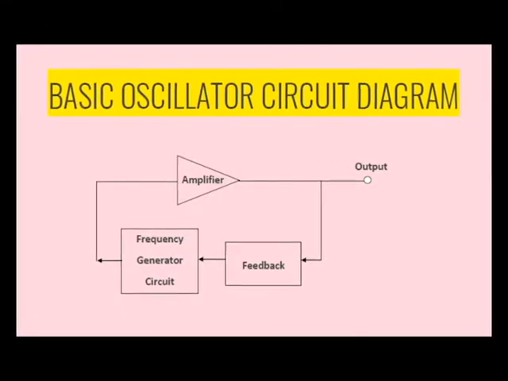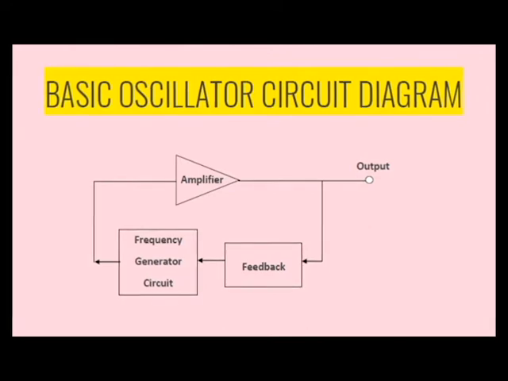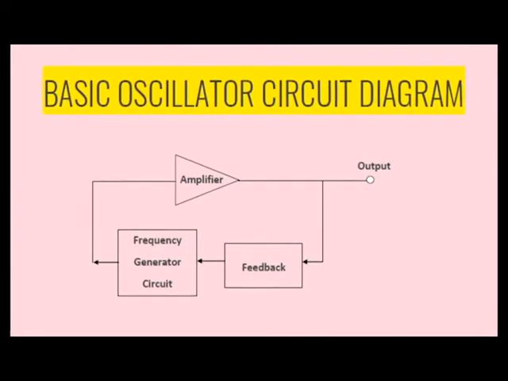Okay, this is the basic oscillator circuit diagram. So you can see feedback, frequency generator circuit, and amplifier to output. Okay, sinusoidal oscillator has five types. First is RC phase shift oscillator. Second, Colpitts oscillator. Third is Hartley oscillator. Fourth is Armstrong oscillator, and lastly is crystal oscillator.